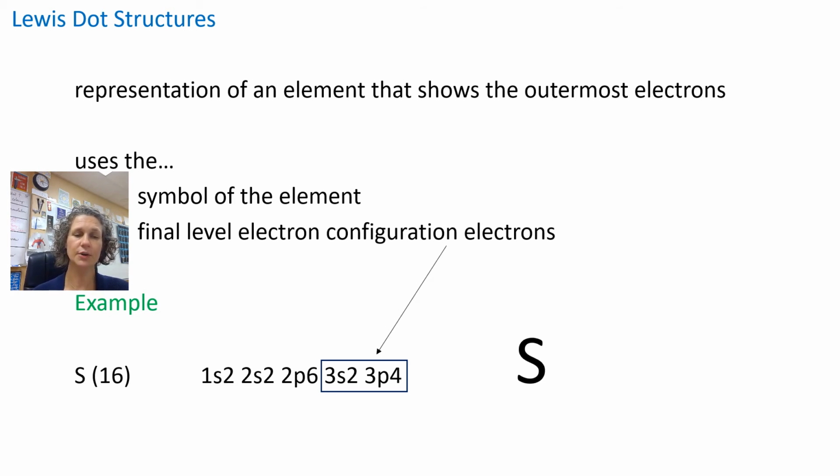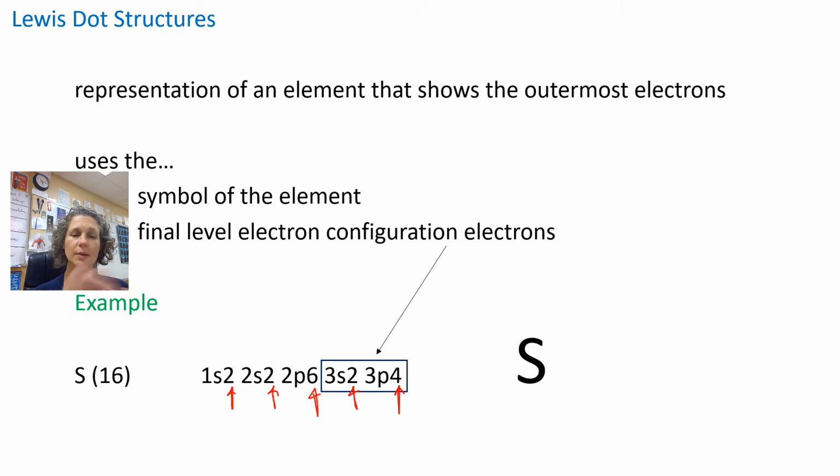And sulfur, when you write out its electron configuration, oh, and I forgot to make all of these numbers subscripts, so those should all be subscripts on there. Okay? So those are all going to add up to 16.